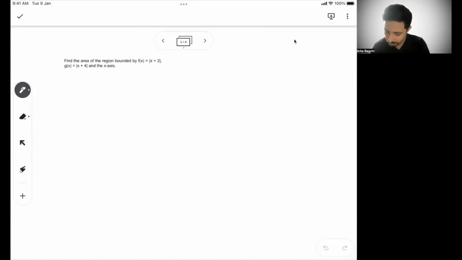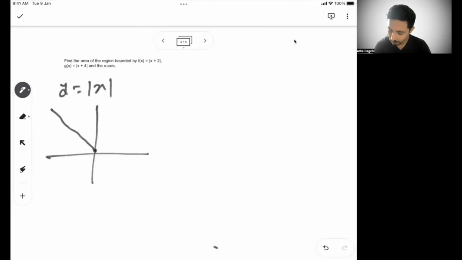It says find the area of the region bounded by |x + 2|, |x + 4|, and the x-axis. So again, understand what the base is. The base graph is y = |x|. If you remember, this is the graph of y = |x|. Now, how will the graph look for |x + 2|? We said if you add something within the mod, the graph will shift to the left. We covered this in the fundamental class or in some problem in the previous session. Why will it shift to the left?